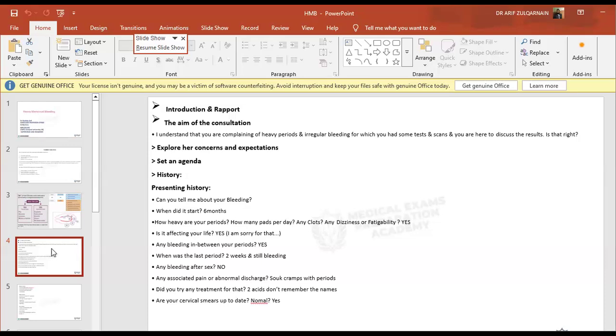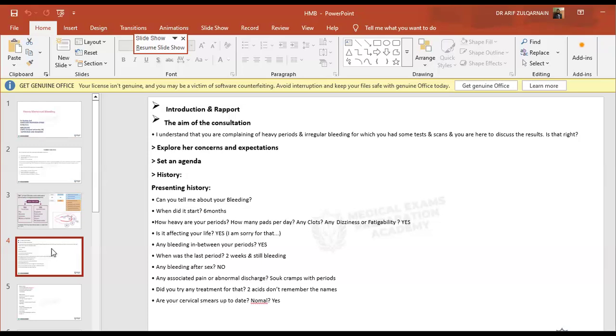When did it start? How heavy are your periods? How many pads do you soak in a day? Any history of passage of clots? Any history of dizziness or easy fatigability, which will indicate that she is anemic? Is it affecting her quality of life or not? Any bleeding in between the periods? When was the last period? Any postcoital bleeding? Any associated pain or abnormal discharge? And has she tried any treatment or not?